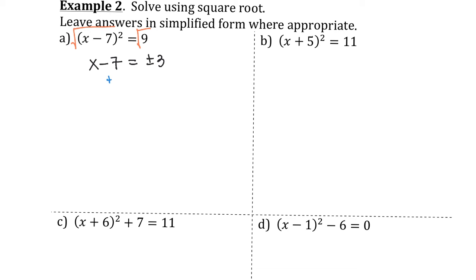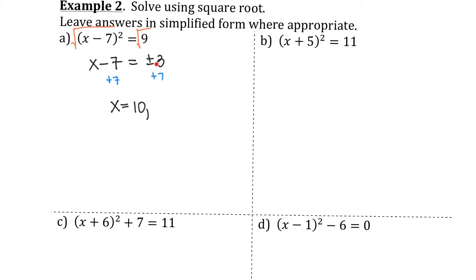Okay, now I can do plus 7 here. Now here's the part you're going to have to think if you would like to do it all at the same time. Now I'm saying I'm doing positive 3 plus 7, and then I'm doing negative 3 plus 7. So if I start with positive 3 plus 7, 3 plus 7 is 10. So one of my answers is 10.